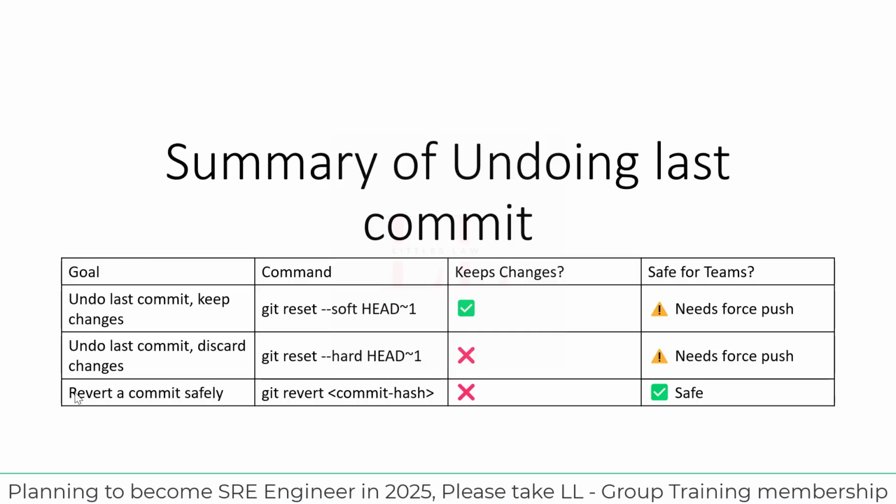And then finally, we reverted the commit safely. For that, we did git revert and then the commit hash. This will not keep the change; it will uncommit and completely delete the change. If you ask whether it is safe or not, yes, it's completely safe. So I recommend you give these options to the interviewer: you have three options where you can undo the last commit and keep the changes, undo the last commit and discard the changes, and revert the commit safely. So all these options we have in terms of GitHub.